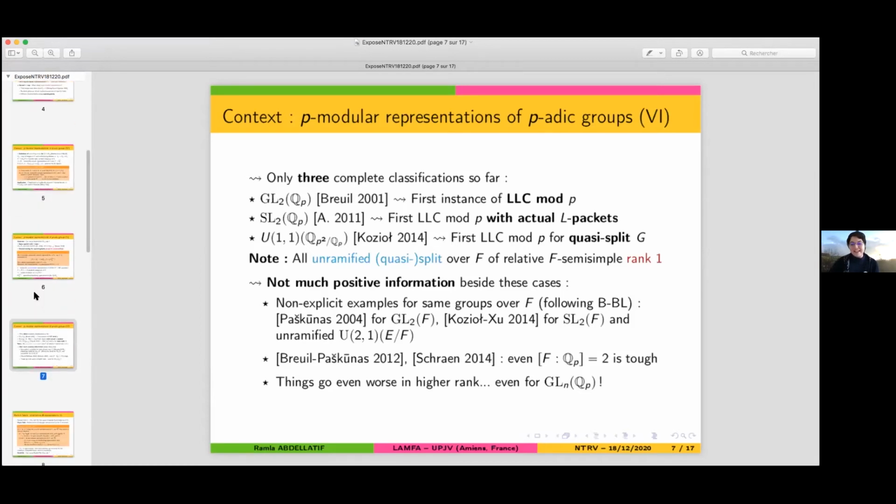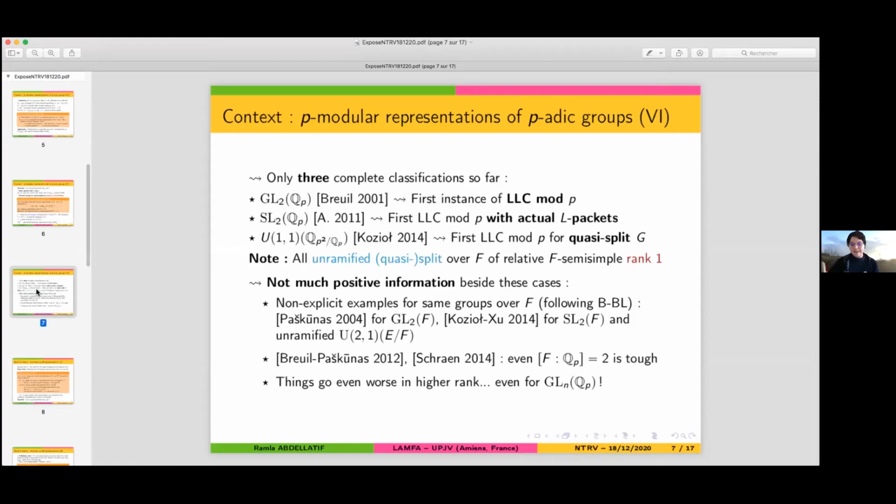Okay, and I don't even talk about higher rank because it's even more complicated and even blurrier. I mean, we don't really see how things go, even for Q_p.